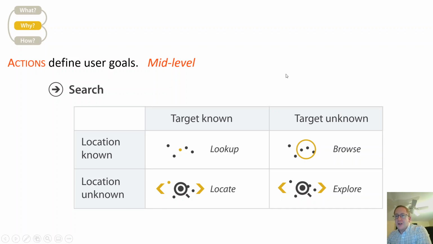And then there's location unknown, target unknown: I'm just exploring, right? What is around me? What am I looking for? Don't know. I'm just looking around. So this is one way of looking at searching. That's how you could break down your task. And each of those tasks has a very different interface, a very different set of goals, and a very different way of approaching the task.